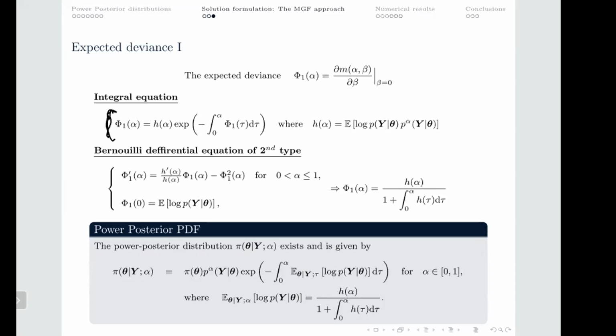But if you want to go a little bit further, we can see also that the expected deviance is the solution of a Bernoulli differential equation of the second kind. So we can now rewrite our solution formulation, saying that the power posterior distribution exists and is given by this formula, and the expected deviance is also given by this. So we can compute the power posterior distribution at any alpha without doing any extra sampling at that alpha. All the sampling is restricted to the prior state.